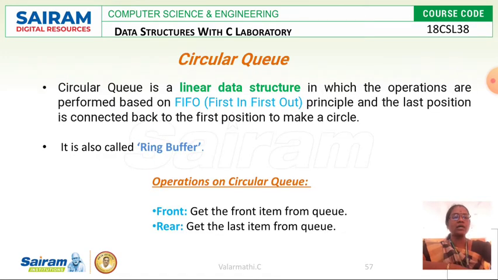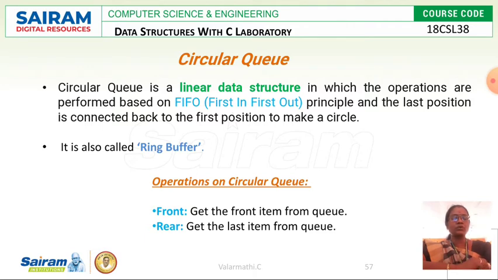Let us go to the topic of circular queue. We know the meaning of circular queue. Circular queue is a linear data structure in which the operations are performed in FIFO order. FIFO is nothing but first in, first out principle, right? And the last position is connected back to the first position to make a circle. So in order to make a circle, two terminals have to be connected.